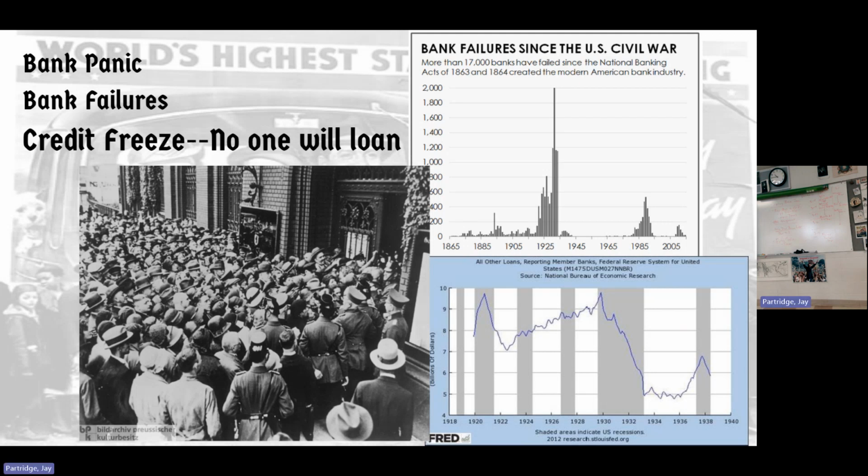And we were in a credit freeze till about 2011. It was almost impossible to borrow money. I mean, you could do it, but everybody was scared because nobody knew what any asset was worth. Look at all the bank failures.